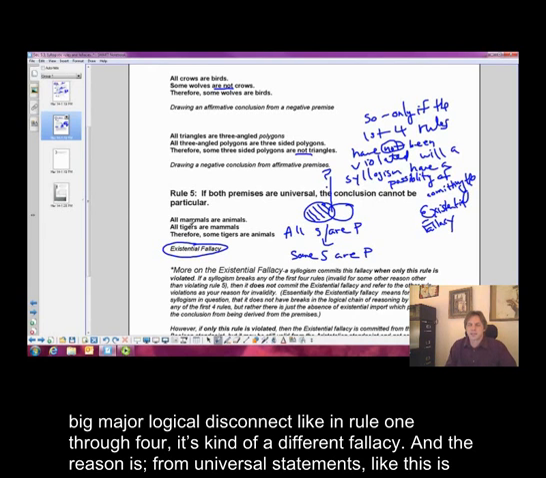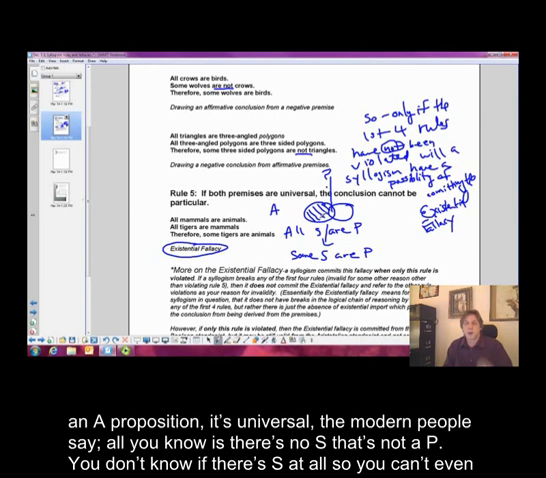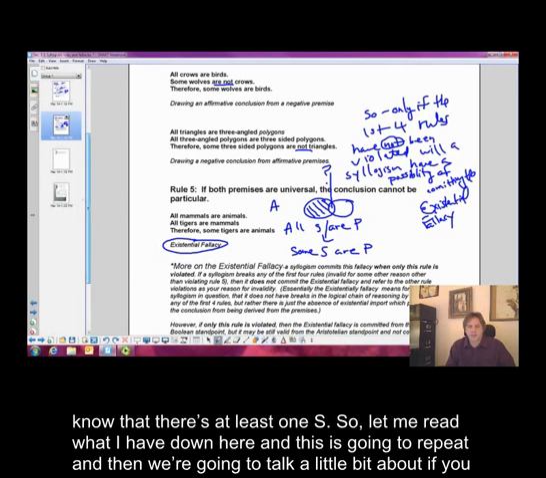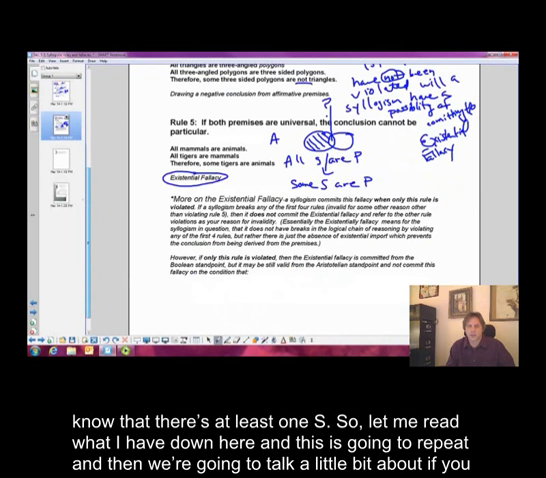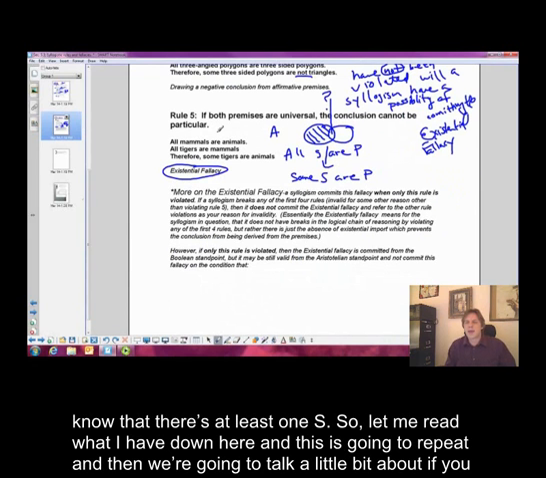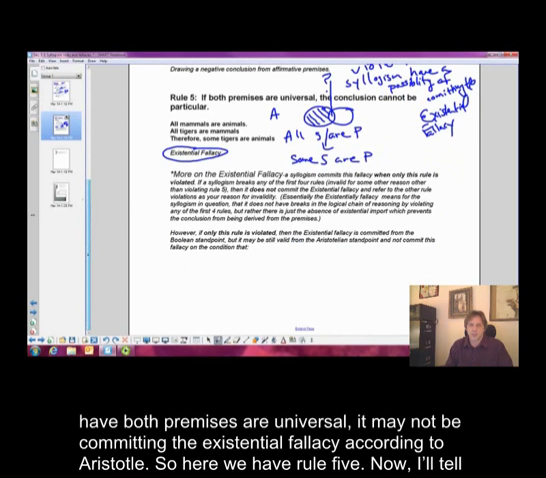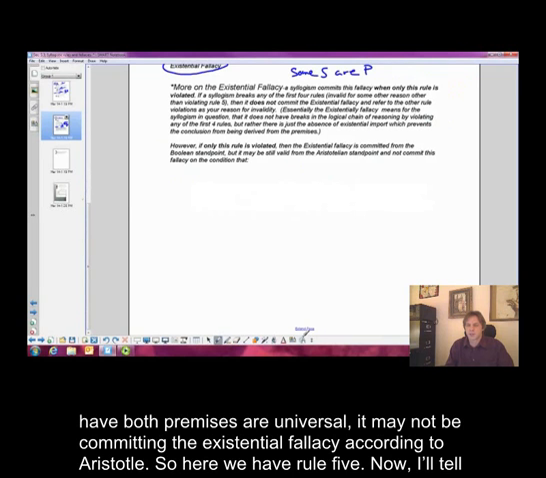And the reason is from universal statements, like this is an A proposition, it's universal. The modern people say all you know is there's no S that's not a P. You don't know if there's S at all, so you can't even know that there's at least one S. Okay? So let me read what I have down here, and we're going to talk a little bit about if both premises are universal, it may not be committing the existential fallacy according to Aristotle, right? Remember that? So let me see if I can really bring this down here, and I'm going to extend the page.